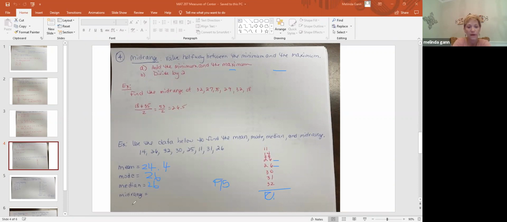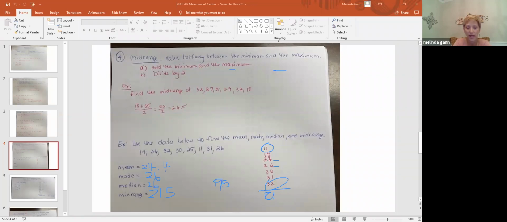Now, what do I do to get mid-range? Well, mid-range, I just take this low number and I just take this high number and I add them. So if you add 11 to 32, does it make sense that you get 43? All right, and when you take that 43 and you divide by 2, you're going to get 21.5. So for my mid-range, I'm going to get 21.5. So you might want to stop the video and see if you got the same answers that I got for all 4 kinds of averages for this list of numbers.